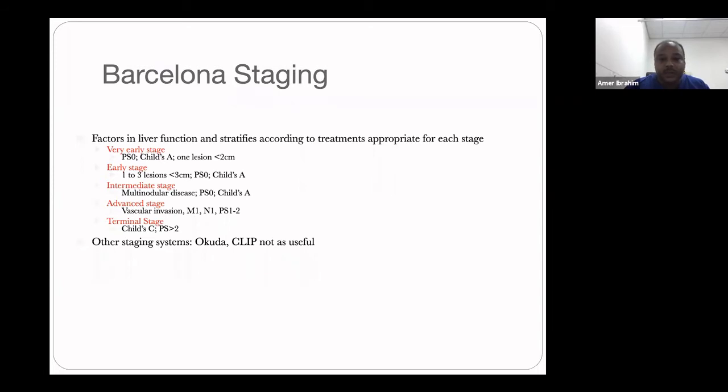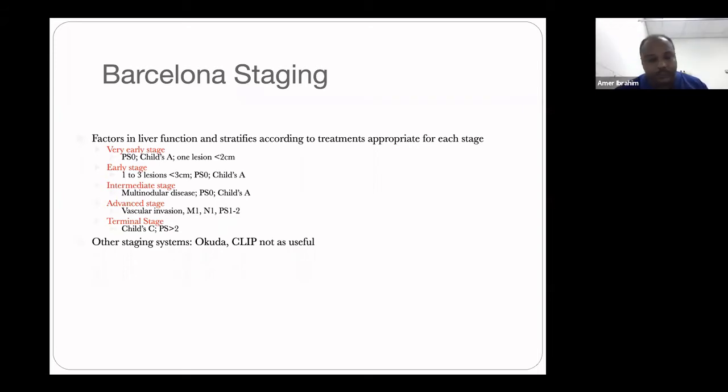Then we have the advanced stage, if there is a vascular invasion, or M1 metastasis, or positive lymph nodes. Terminal, regardless, is if the patient's general condition is very bad, like a Child score of C, and an ECOG performance status of 2 or more, where the patient cannot even deal with the necessities of daily life by himself.